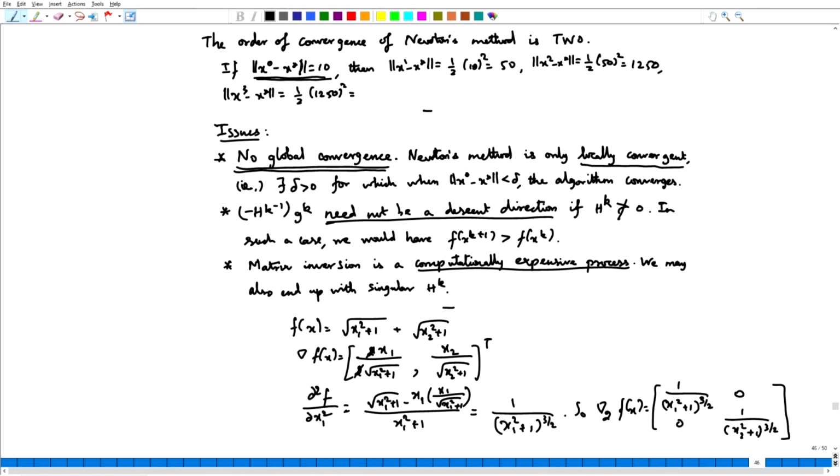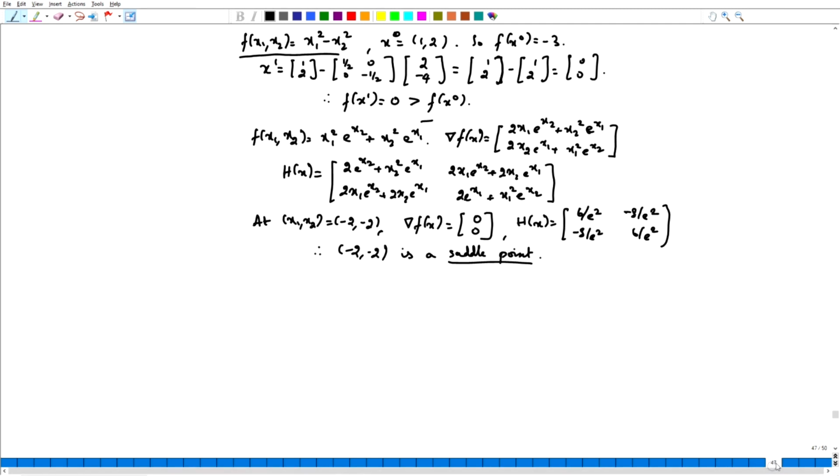But I would like to give an example where you end up with singular Hk. I am just going to give a simple example. Let f of x1, x2 be x1 cube minus 3x1 plus x2 cube minus 3x2. Simple. And if you want to find which is the local minimum.